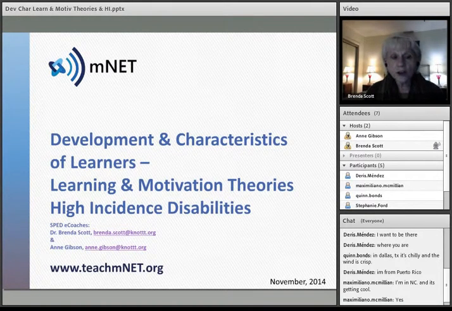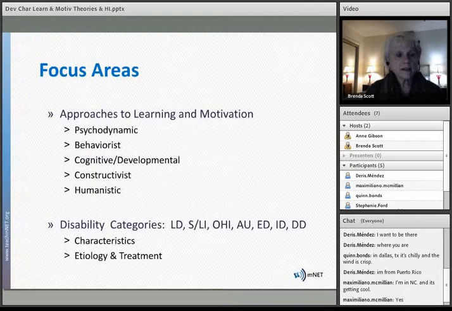We're also going to talk about learning and motivation theories, because those affect how you teach. They affect how students learn. And for those of you who are studying to take an exam, they are on the exam. So all of this is exam material, but all of this is important from the standpoint of knowing about your students and how to reach and teach your students. So everything we're going over tonight has a purpose. All right. So here are our focus areas for tonight.